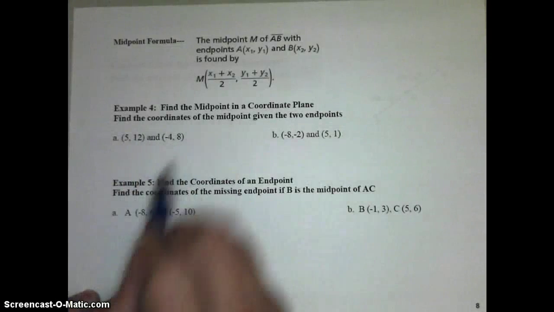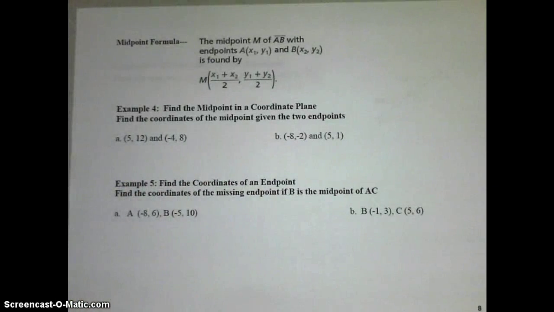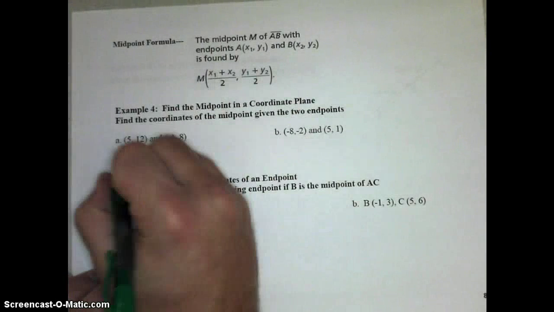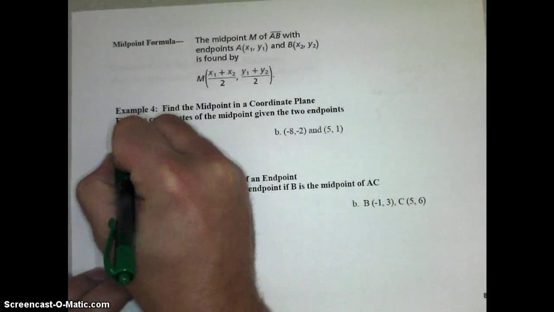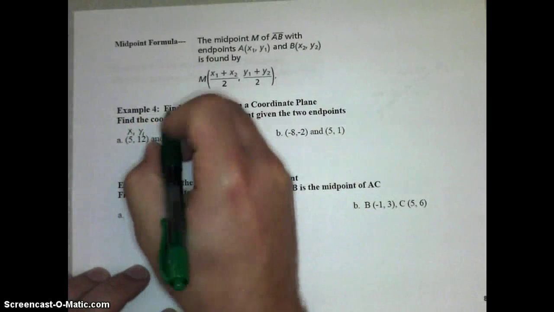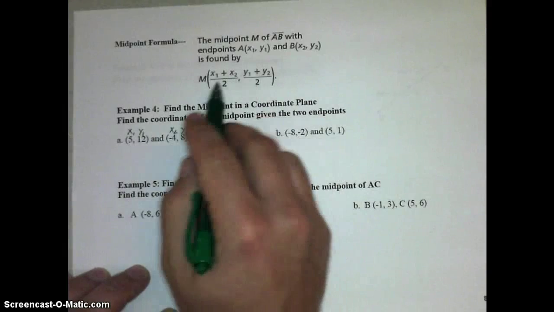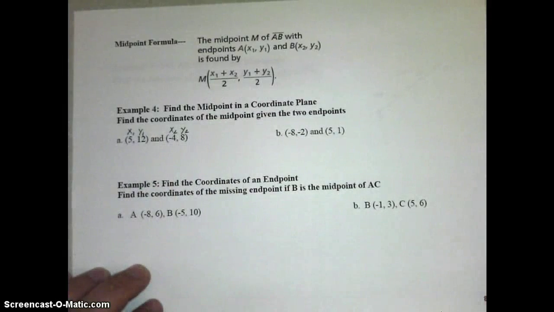So we can find the midpoint pretty easily. Here's what I want you to do. I want you to try and plug these in for a and b, and then we're going to check our answers. The first ordered pair is always going to be x1, y1. The second ordered pair is going to be x2, y2. Try and plug those in, reduce your fractions, and see what you get as a final answer.